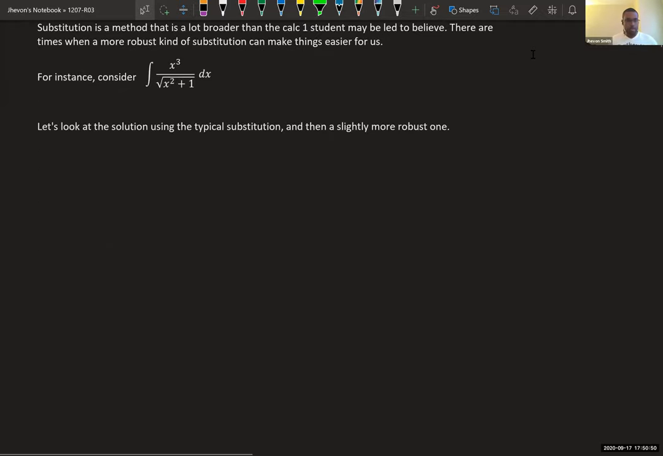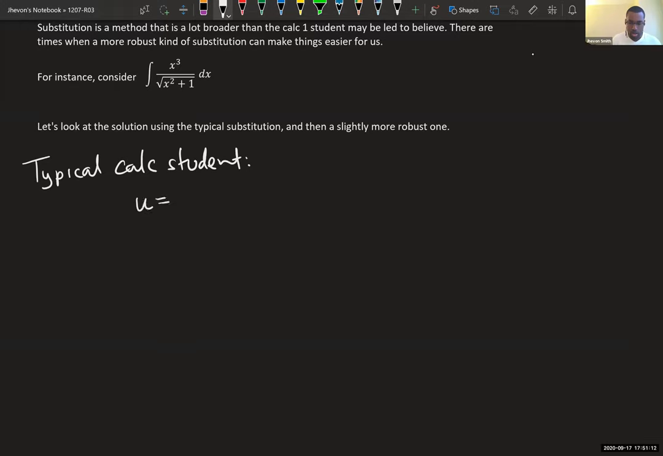I'll spare you the headache, and I'll show you how a typical calc student would handle this. They would probably do something like u equals x squared plus 1. Your du would be 2x dx. And so you have 1 half du is equal to x dx. And then they try to apply that substitution.